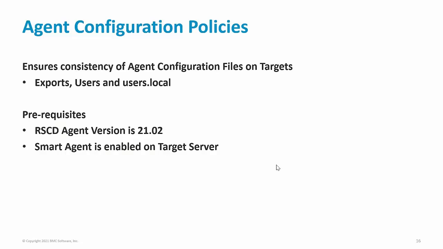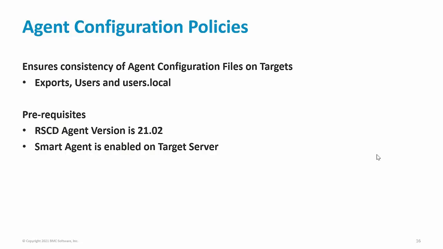If there is a change in the configuration policy, the Smart Agent will receive the updated configuration from the application server and the new policy gets applied to the target servers. This ensures that consistent configurations are applied across all the target servers. The prerequisite for agent configuration policy is that your RACD version on the target server should be 2102 and above, and the Smart Agent should be enabled on the target server.